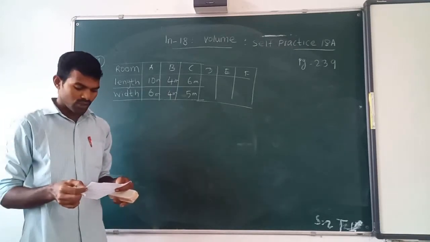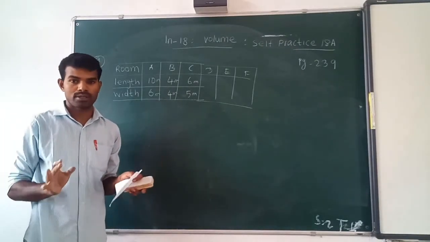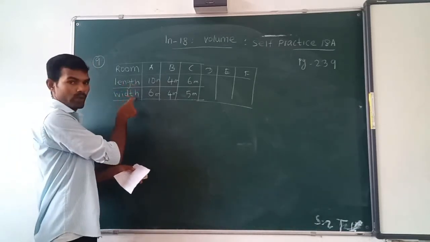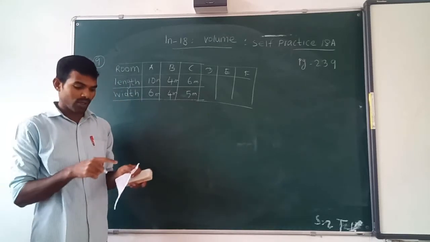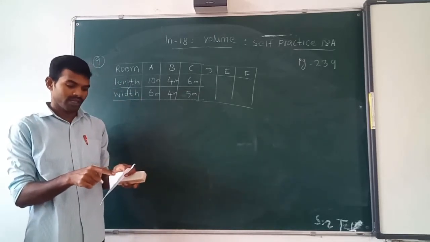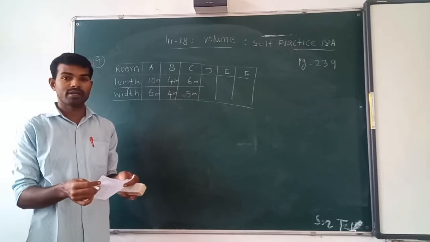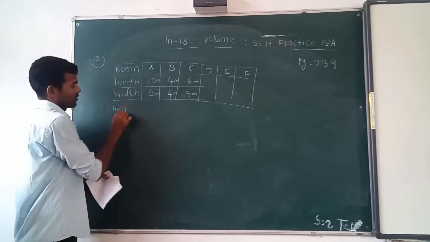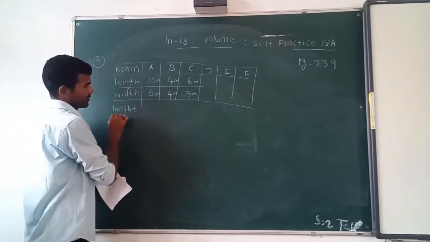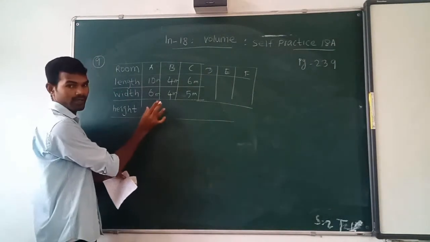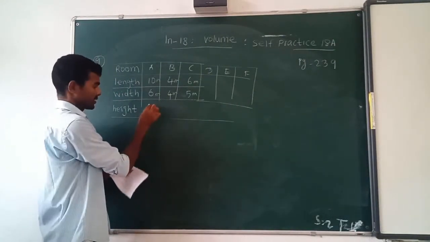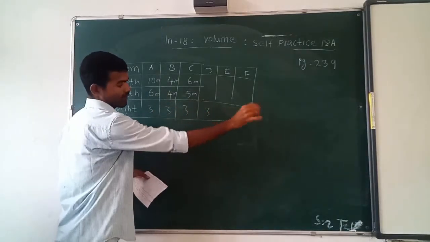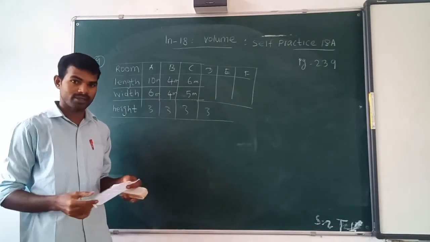So this is a house. In the house there are 6 rooms. Length, width, and height are given. The height is given in the question itself: the height of each room is 3 meters. You can write it with a pencil, roughly. The height is 3, 3, 3. Everything is 3 only. All the room heights are 3 meters.